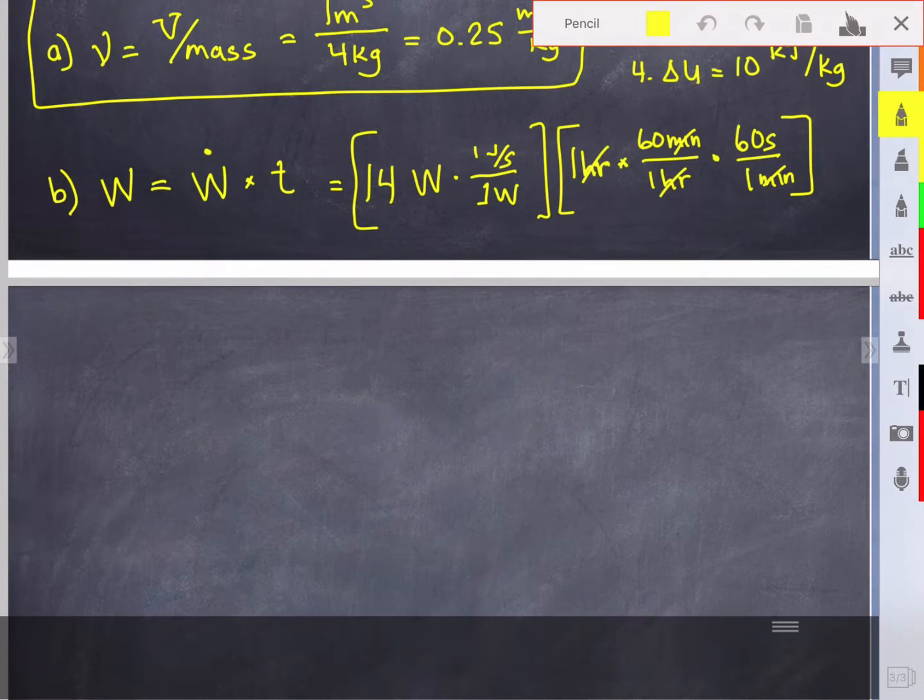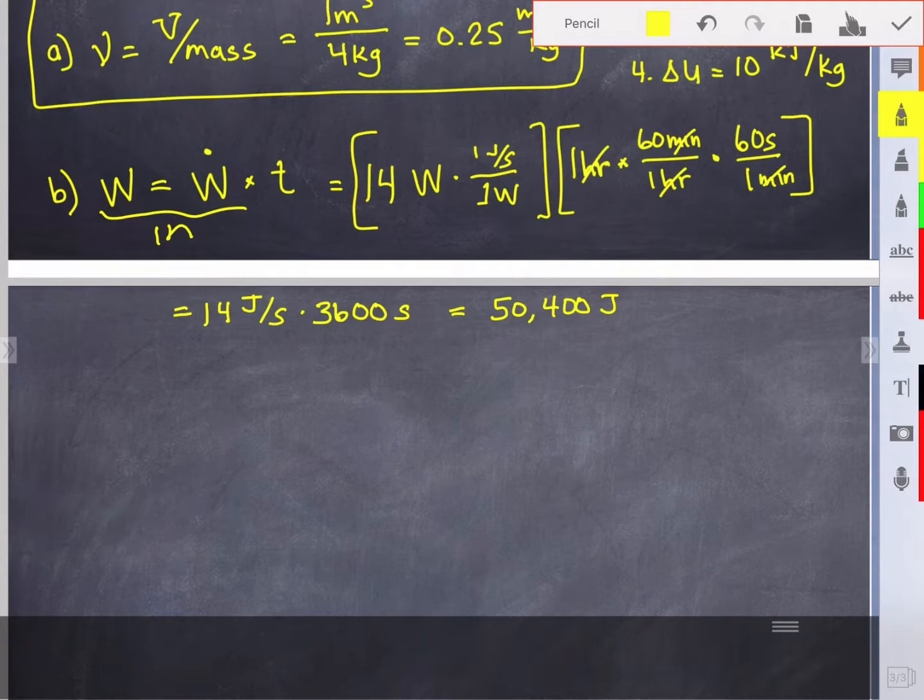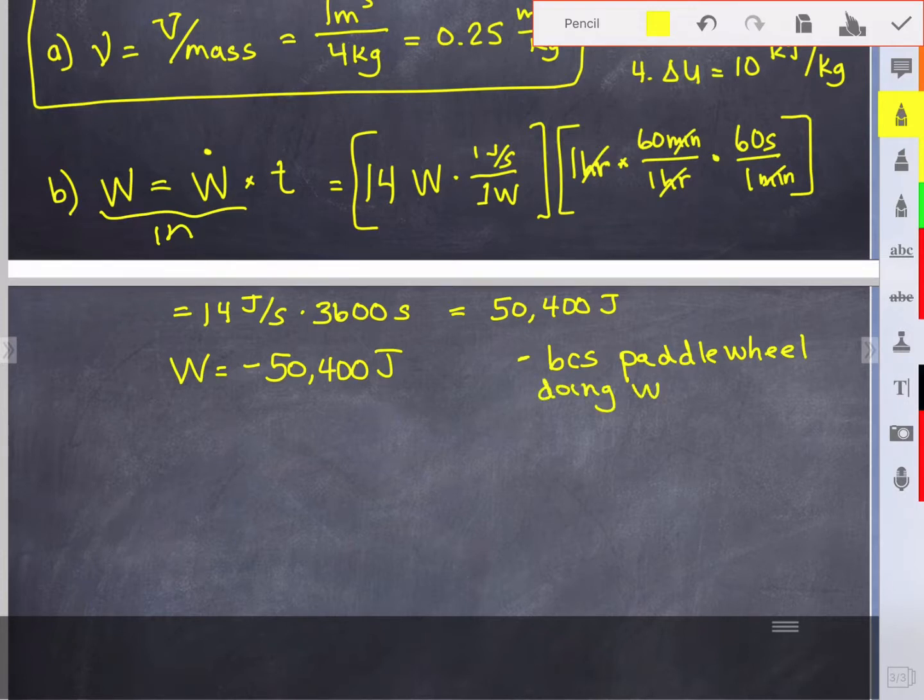So calculating this, we see that we have 14 joules per second times 3,600 seconds, and that's 50,400 joules. It's also important to note that this is work into the system, so our work is equal to minus 50,400 joules because the paddle wheel is doing work on the system.